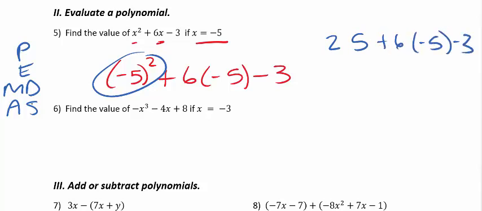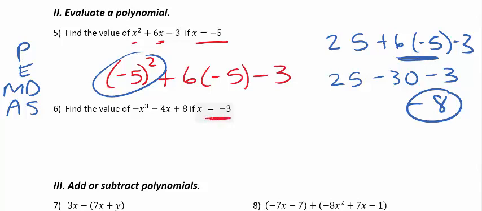Now we're going to take care of any multiplication or division in order from left to right. Here we have a multiplication, so 25 minus 30 minus 3. And now we can add or subtract in order from left to right. So 25 minus 30 is negative 5. Negative 5 minus 3 is negative 8.